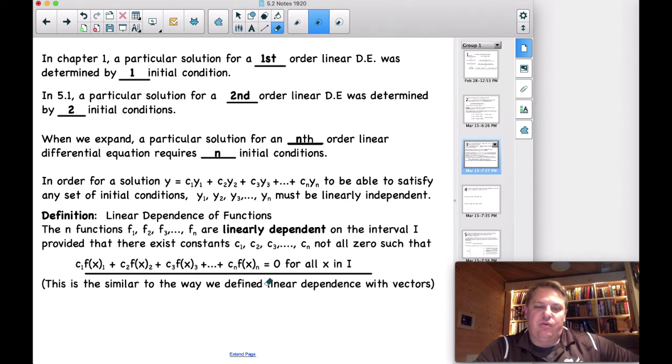And this is similar to the way we define linear dependence with vectors. It's just that instead of a constant times a vector, now we're talking about a constant times a function. And this is going to be our main task for today, showing linear dependence. So let's look at what the examples will look like.